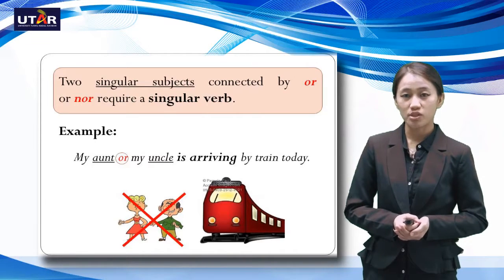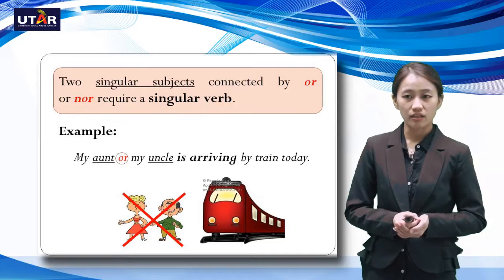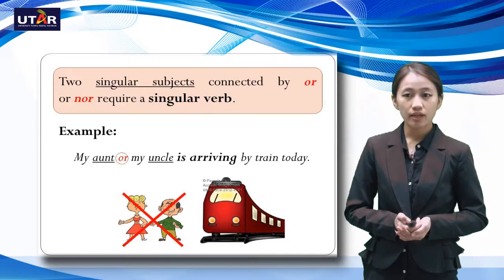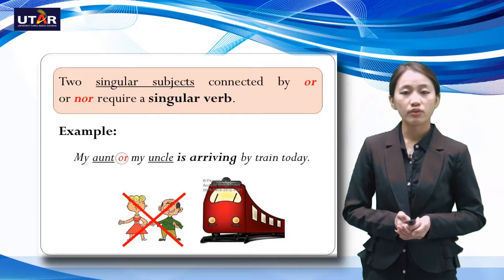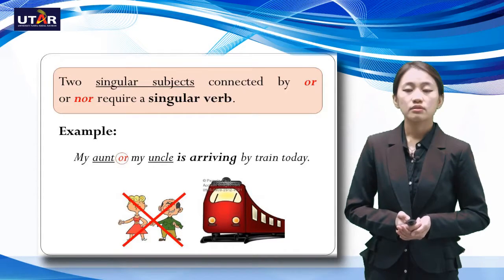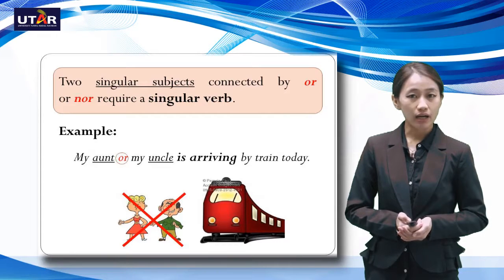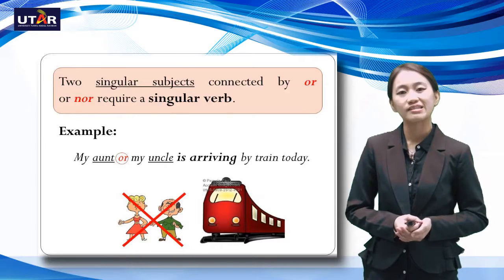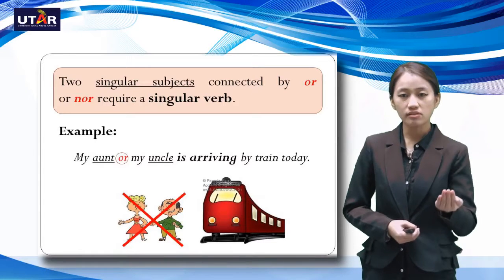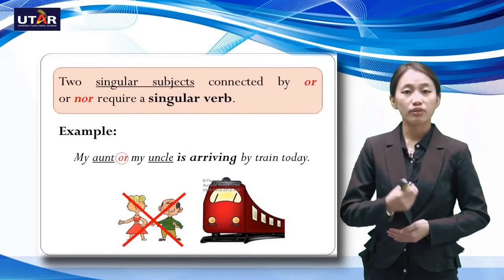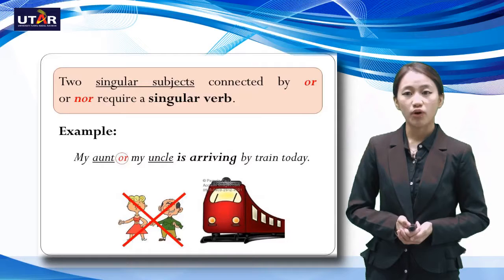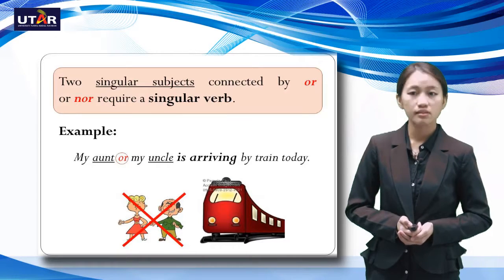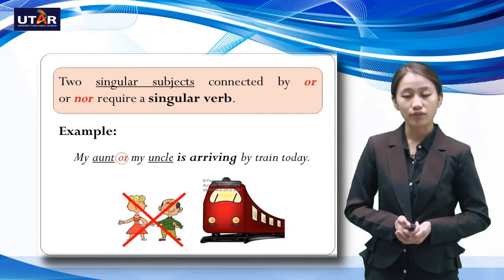If you have this image in your head, aunt and uncle arriving by train, that would be incorrect, all because of the word or. Instead, my aunt or my uncle. So as you can see here, it's either one, aunt or uncle. Therefore, they are seen to be singular. Hence, it is followed by the be verb is, and then your verb arriving.